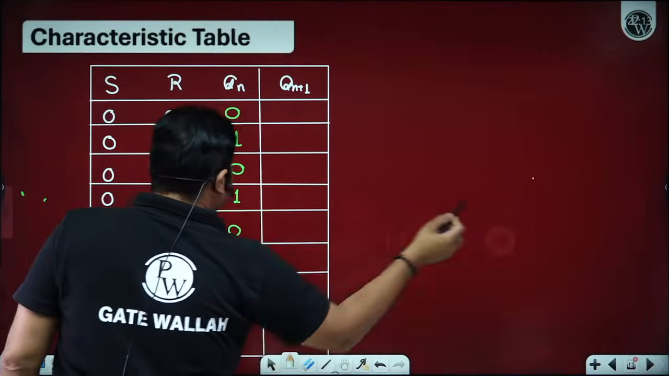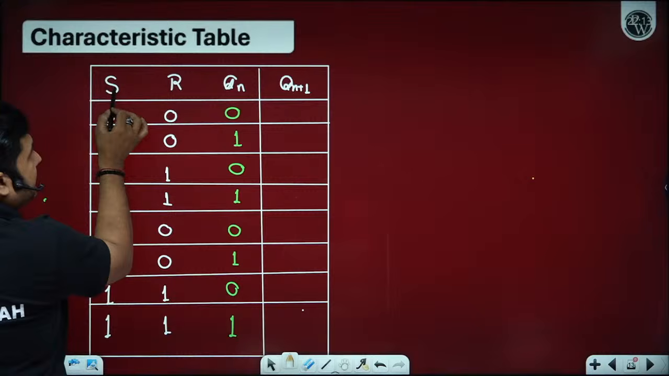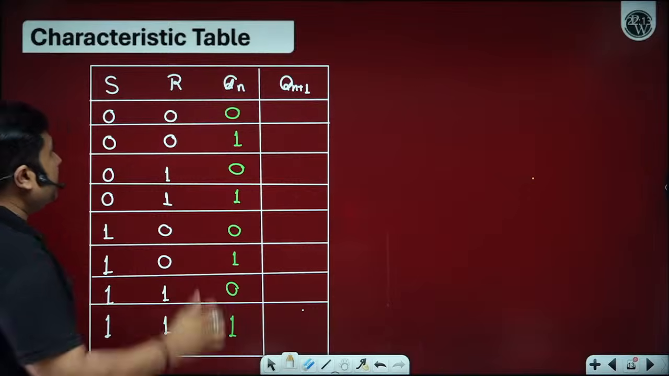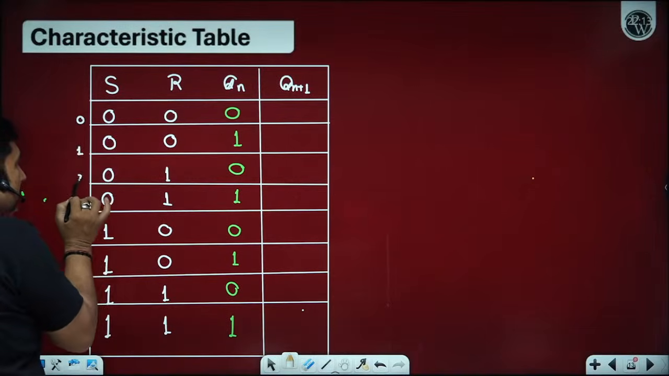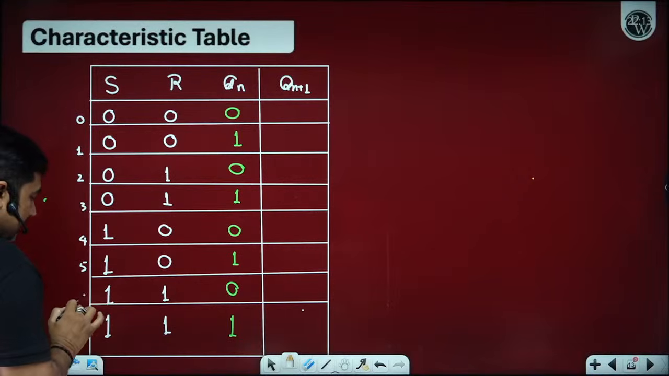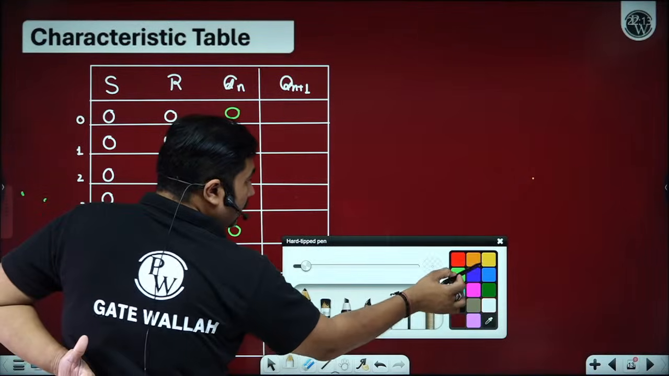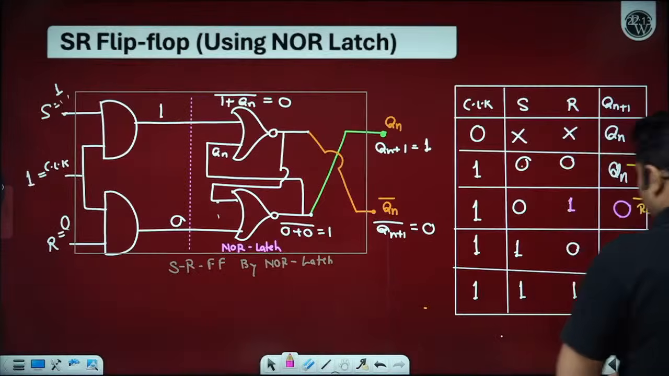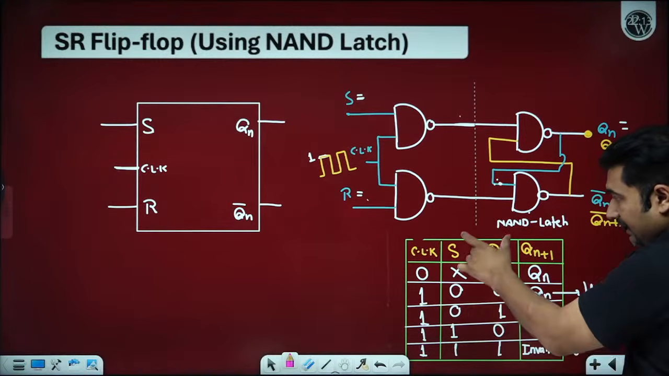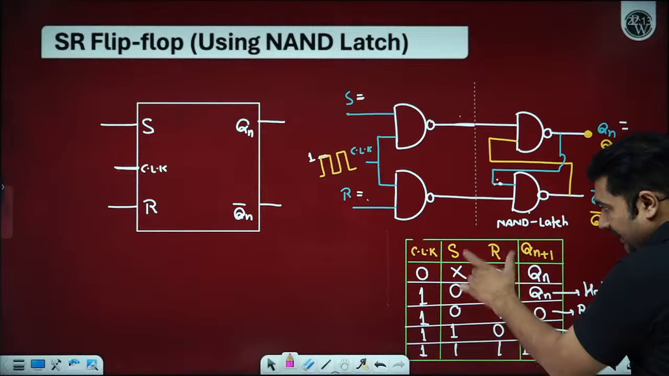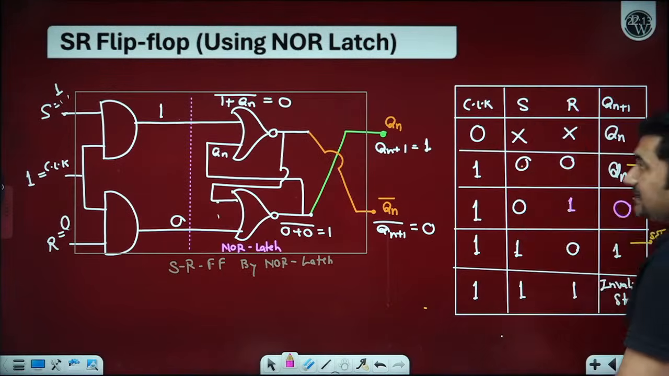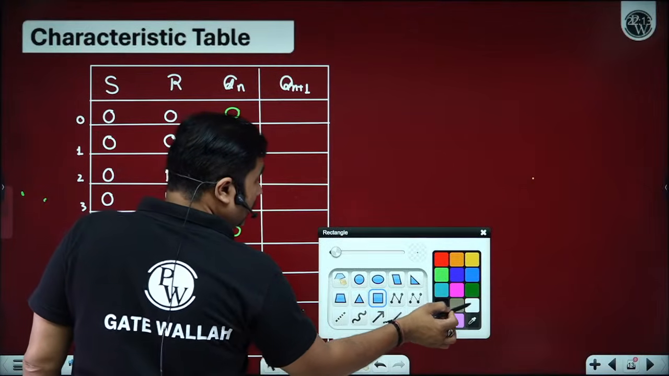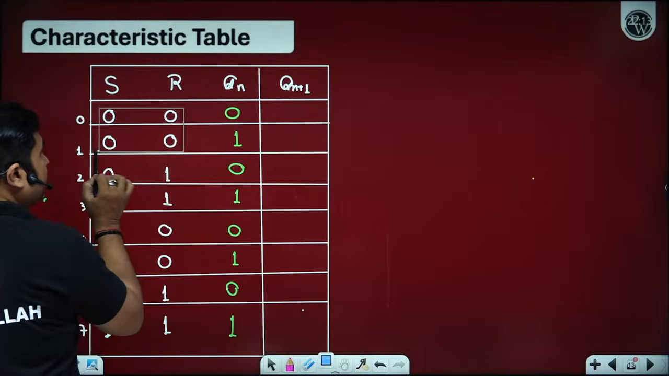Now, how to fill this table? Please observe. If we consider S as the MSB and Qn as the LSB, it seems like a binary condition from 0 to 7. So I am giving the numbering 0, 1, 2, 3, 4, 5, 6, 7. In order to fill this table, we have to observe the truth table. In the truth table, we found the next state Qn plus 1 for S, R, Qn. For S0, R0, we get the hold state.